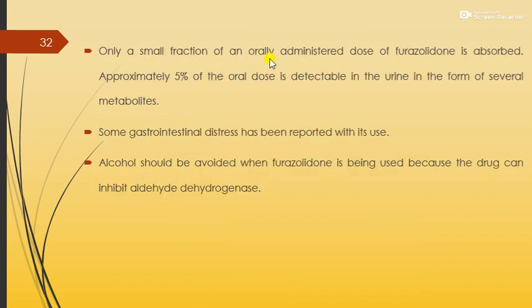Only a small fraction of the orally administered dose of furazolidone is absorbed. Approximately 5% of the oral dose is detectable in urine in the form of several metabolites. Some gastrointestinal distress has been reported with its use. Alcohol should be avoided when furazolidone is being used because the drug inhibits aldehyde dehydrogenase.